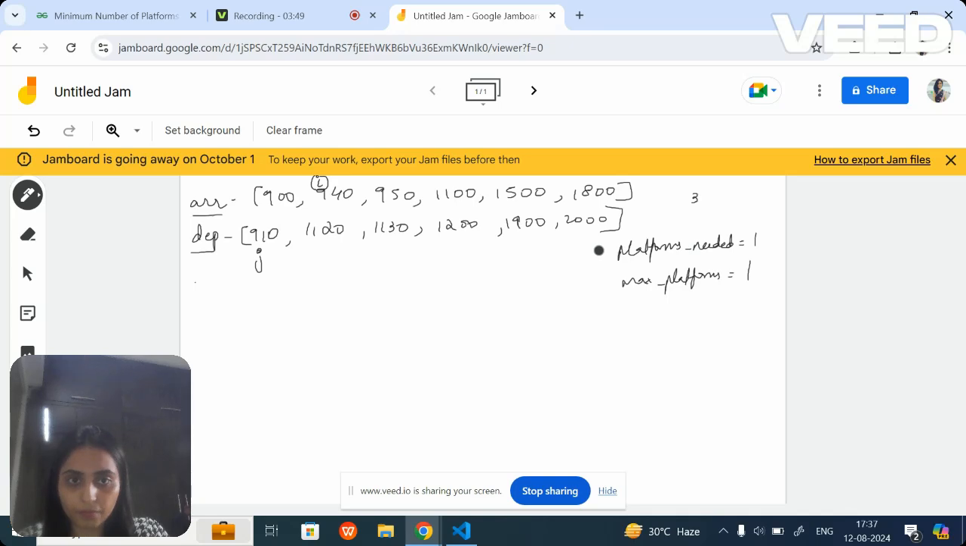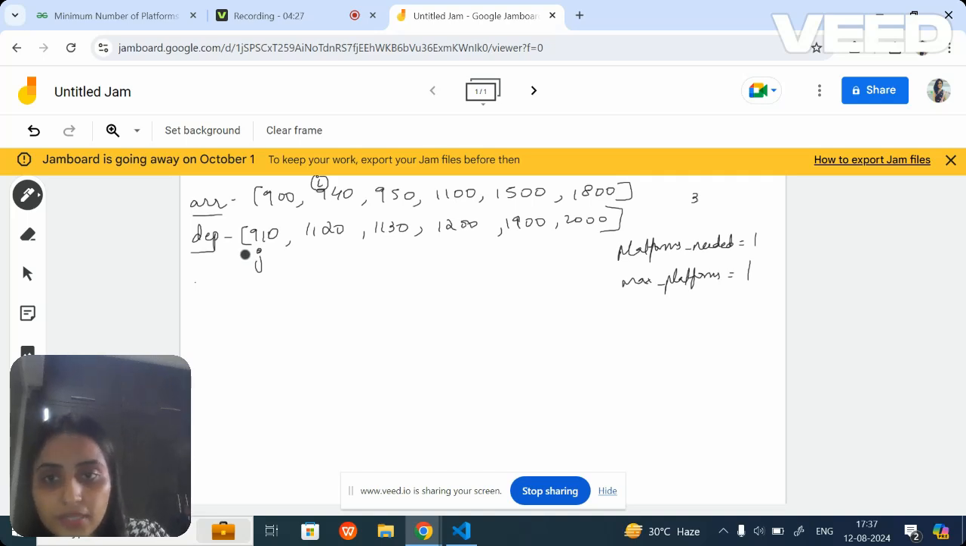Now suppose the arrival time of another train is later, that means it is greater than your departure time. That means you do not need the platform because it is not overlapping, right? But if your arrival time, that means your other train, comes before the departure time of the previous train, then definitely you will need a platform.